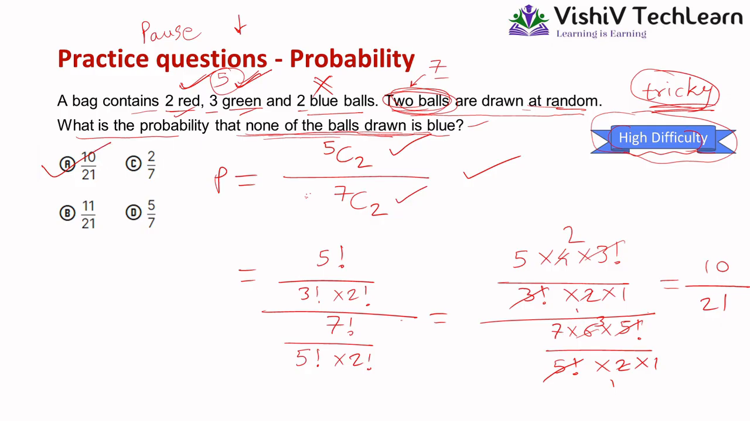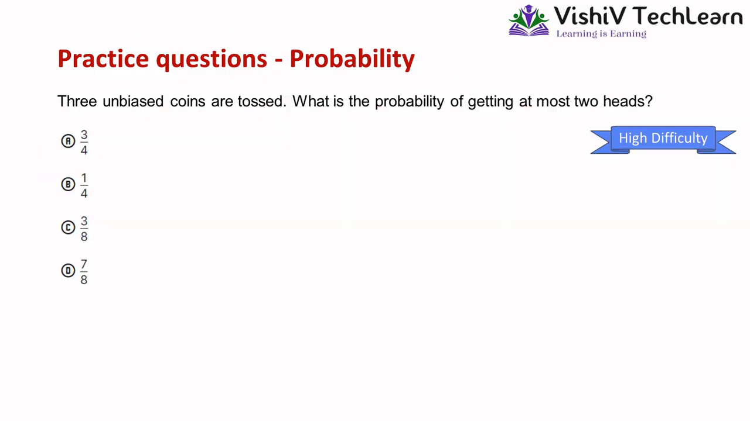Option A is correct. Now let's go to the last question of this topic. Again, it is of high difficulty level. And what is it? 3 unbiased coins are tossed. So we have 3 coins: coin 1, coin 2 and coin 3. Coin 1 will have head and tail, coin 2 will also have head and tail, coin 3 will also have head and tail. Now we have to find the probability of getting at most 2 heads.